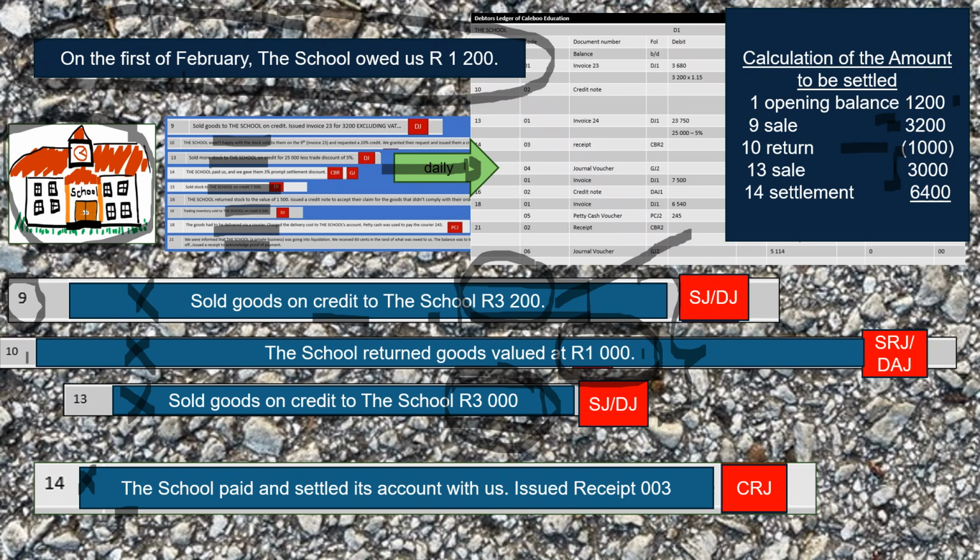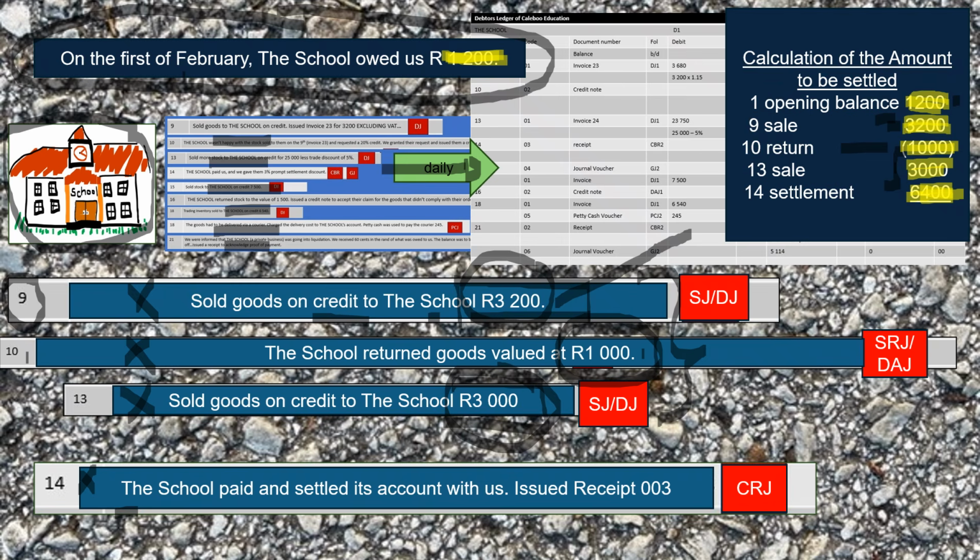So we got the opening balance, 1,200. Let's see if I can change the color here. See the 1,200? That was the opening balance. The information is given to you in the left-hand top corner here. Then there was a sale. So that's making what the school owes us even more. Then there was a return. So we take off that 1,000 Rand. Then there was another sale, 3,000. Now if you say 1,200 plus 3,200 minus the return 1,000 plus 3,000, the settlement amount is 6,400.